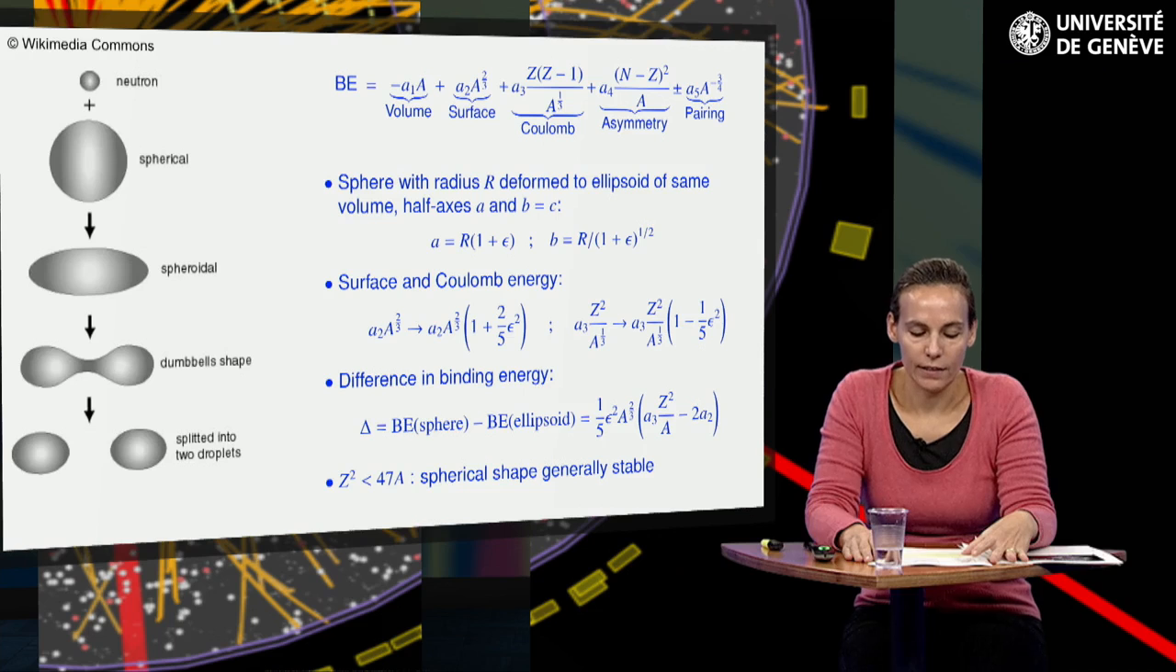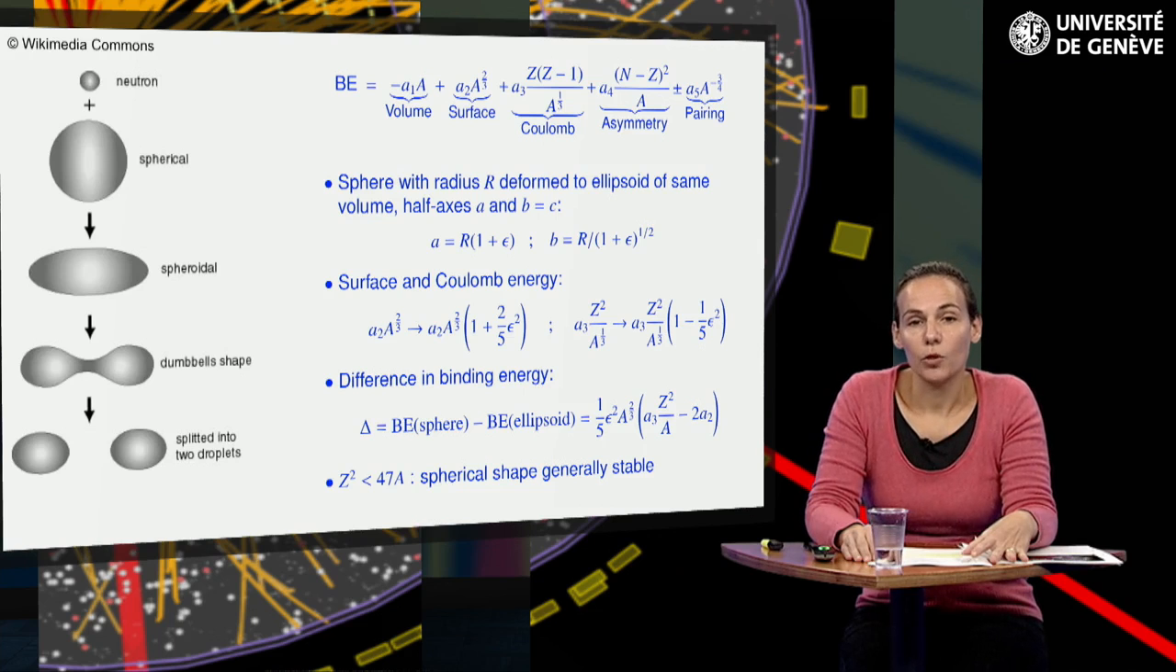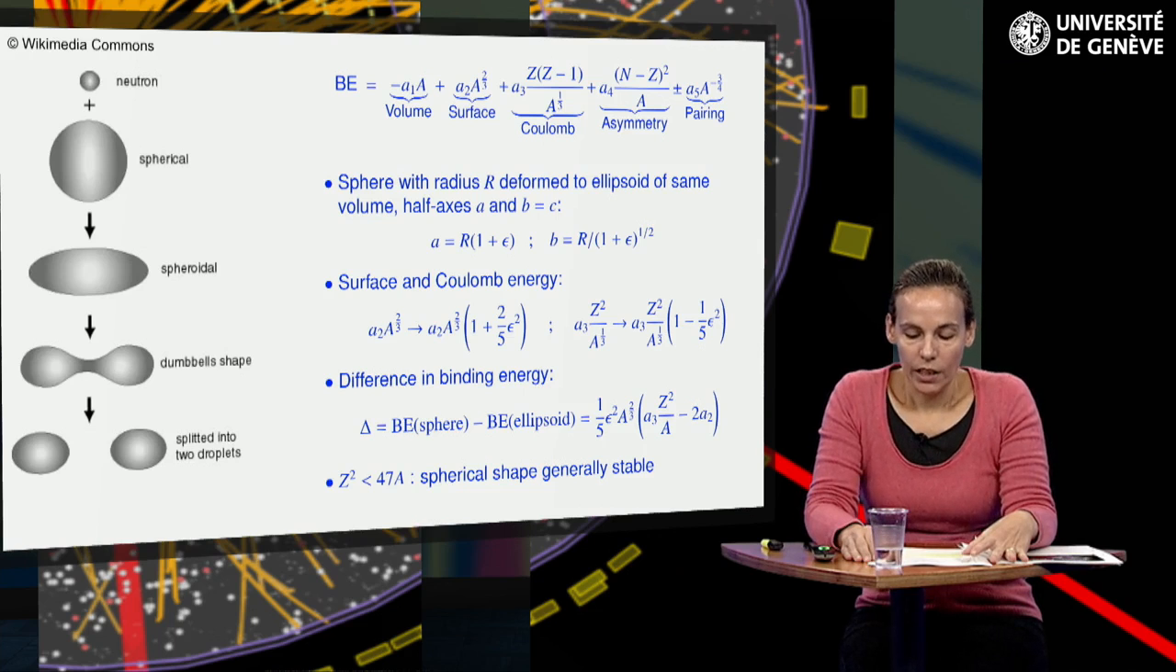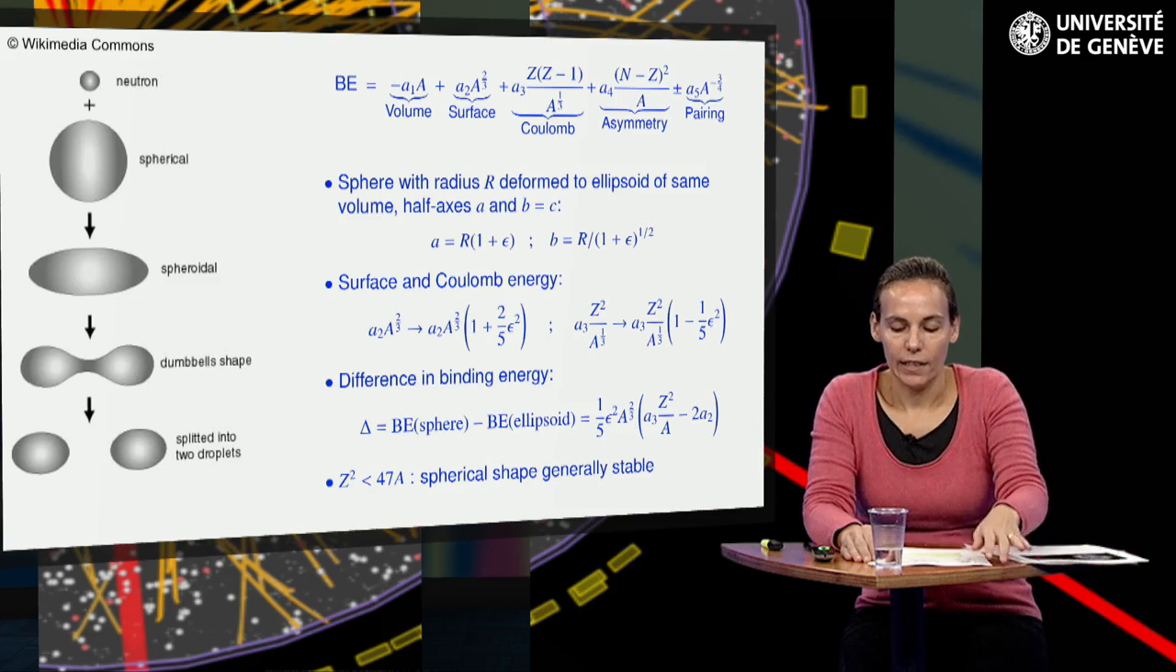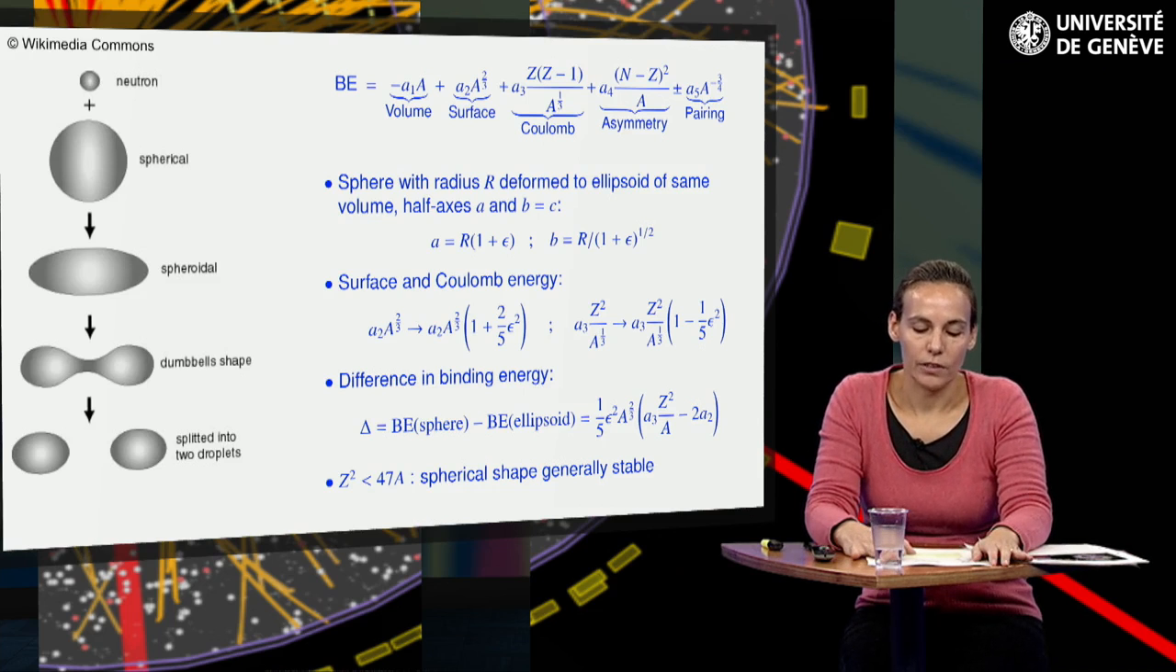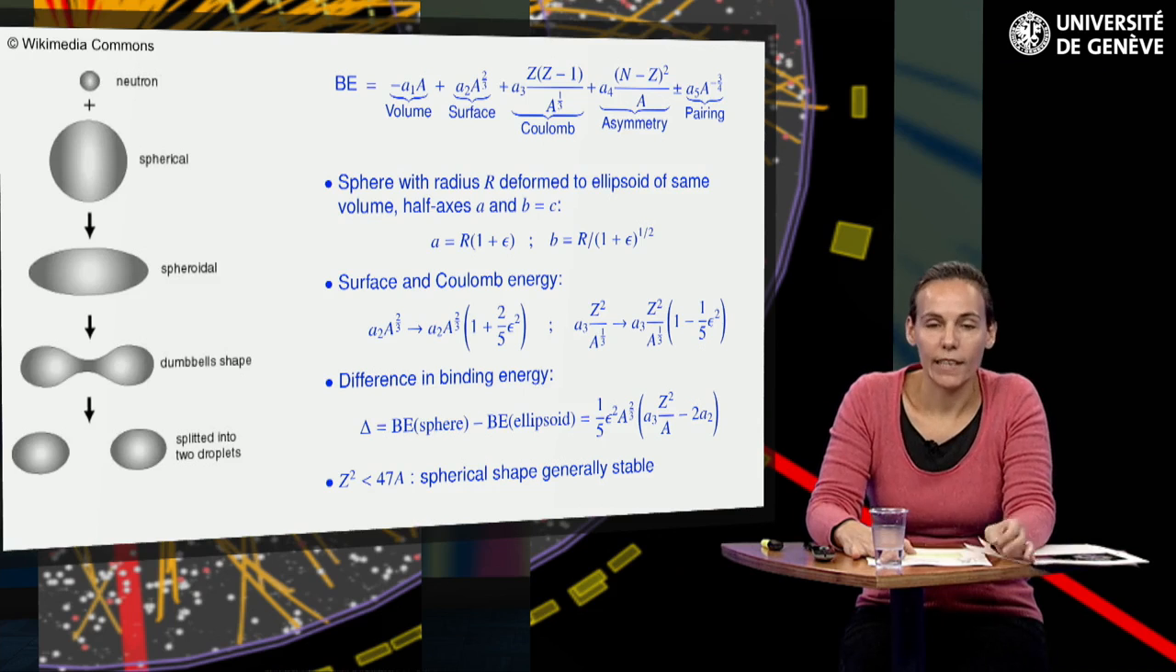If the difference delta is greater than 0, the spherical nucleus is more tightly bound and thus stable against the small perturbation. If, on the contrary, delta is less than 0, the spherical nucleus is less tightly bound and can undergo fission.